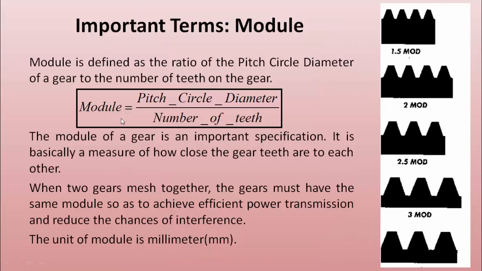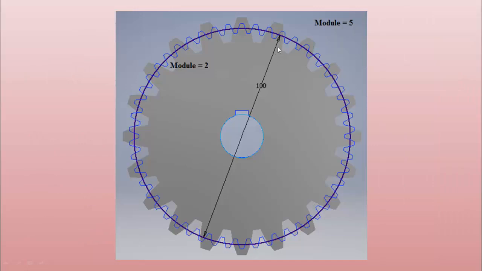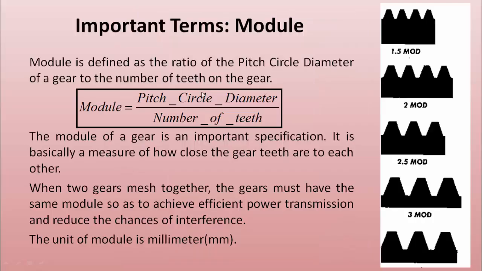Thus, module basically tells us how close together the gear teeth are to each other. The bigger the module, the farther the gear teeth are from each other. For example, for module 2, the gear teeth are very close to each other, but for module 5, the gear teeth are very far away from each other. So module is basically a measure of how close the gear teeth are. Module is measured in millimeter, because pitch circle diameter is always measured in millimeter and the number of teeth is just a count. Hence, pitch circle diameter divided by number of teeth gives you a unit of mm.